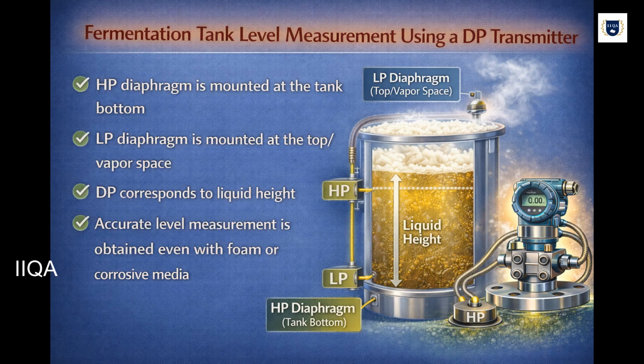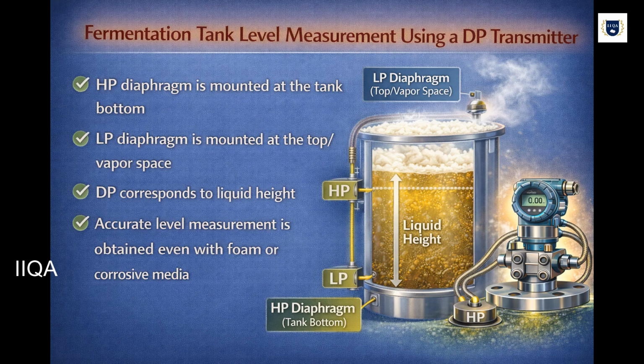Explain fermentation tank level measurement using a DP transmitter. HP diaphragm is mounted at the tank bottom. LP diaphragm is mounted at the top vapor space. DP corresponds to liquid height. Accurate level measurement is obtained even with foam or corrosive media.